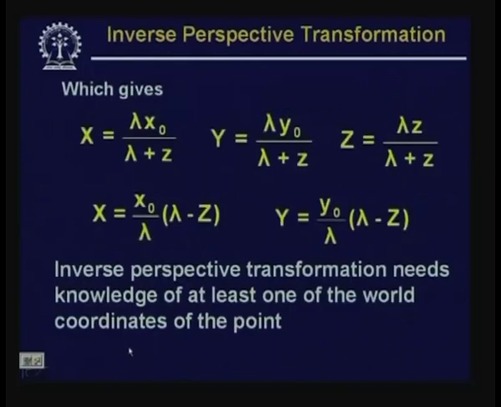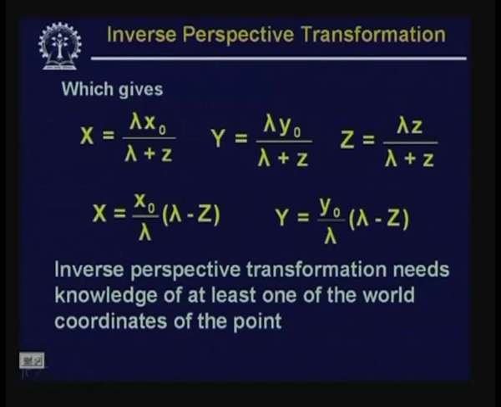Now, we try to solve for the values of capital X and capital Y. From this previous matrix, you find that capital X is given by lambda x naught divided by lambda plus lowercase z, capital Y is given by lambda y naught divided by lambda plus lowercase z, and capital Z is equal to lambda lowercase z divided by lambda plus lowercase z. So, from these three equations, I can obtain capital X equal to x naught by lambda into lambda minus Z, and capital Y equal to y naught by lambda into lambda minus Z.